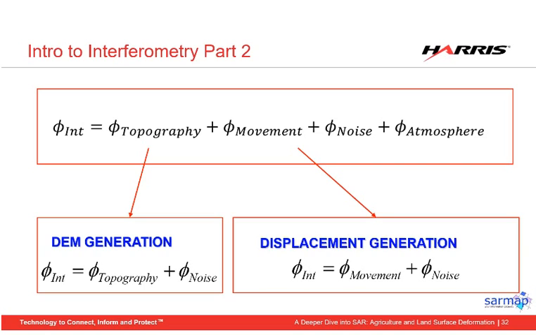When we start using more than one pair, we can gather more and more information to fill in those gaps, such as getting rid of atmospheric effects and other noise sources, though the noise will always exist as it is part of the backscatter signal.